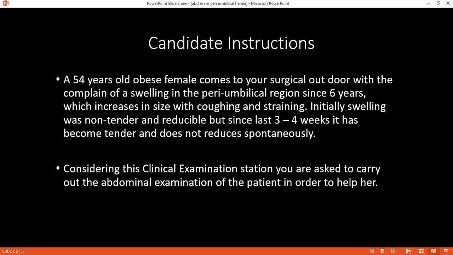What about the general examination? Legs for edema. Yes, I'm sorry. I would additionally check for edema. And additionally, I would check for the lymph nodes, inguinal lymph nodes and supraclavicular lymph nodes also.